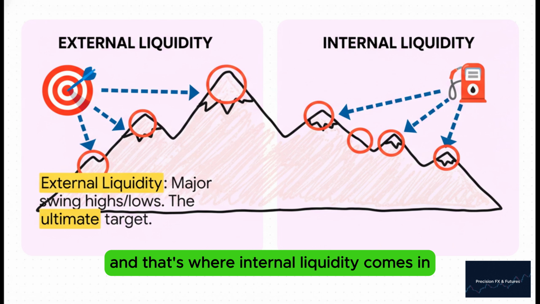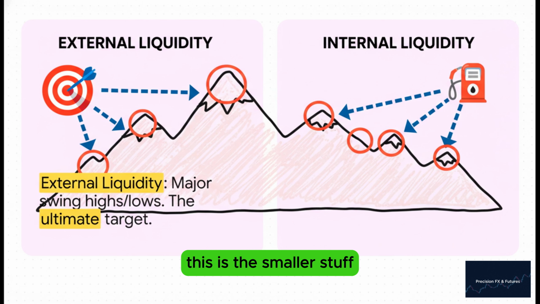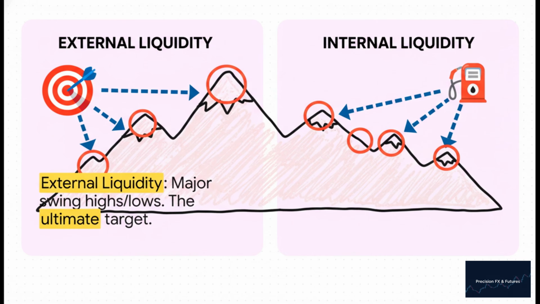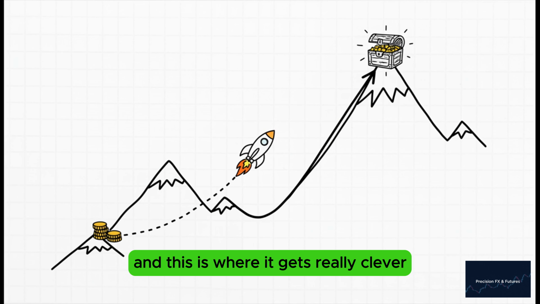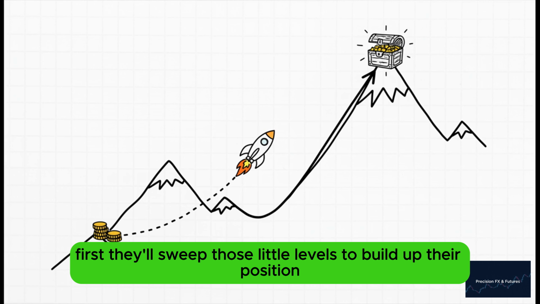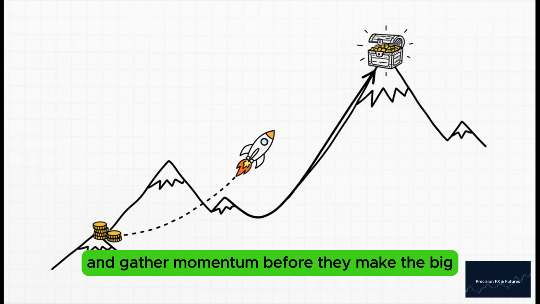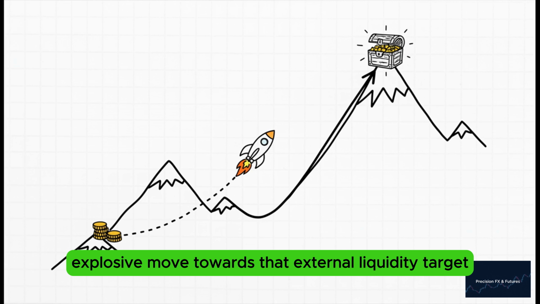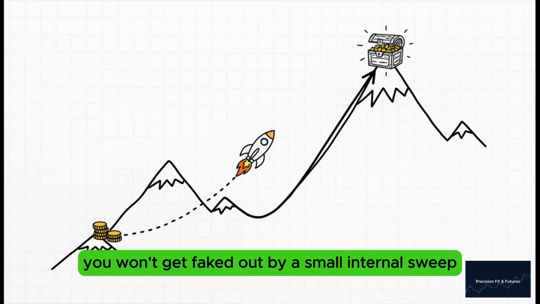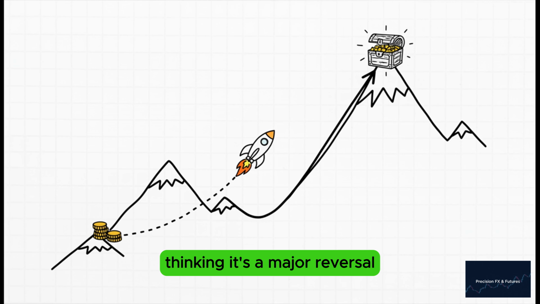And that's where internal liquidity comes in. This is the smaller stuff, the little highs and lows inside the main trading range. And this is where it gets really clever. Smart money will often go after those smaller pools of internal liquidity first. They'll sweep those little levels to build up their position and gather momentum before they make the big explosive move towards that external liquidity target. If you understand this, you won't get faked out by a small internal sweep thinking it's a major reversal.